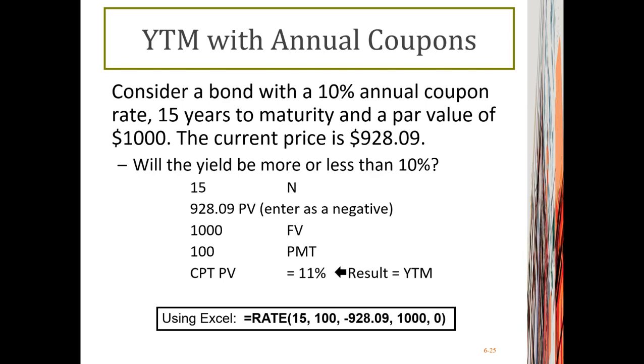You need to pay money. And when you pay money, it's a cash outflow. And on your calculator, it should be negative: negative $928.09. And in the future, you will receive coupon payments and the principal. Therefore, those numbers should be positive. So if you ignore that negative sign, your calculator will show you error 5. But don't panic. Just put a negative sign on your PV, and then your calculator will show you the correct answer. And you can do a similar calculation by using an Excel spreadsheet. And notice that this PV should be a negative number.